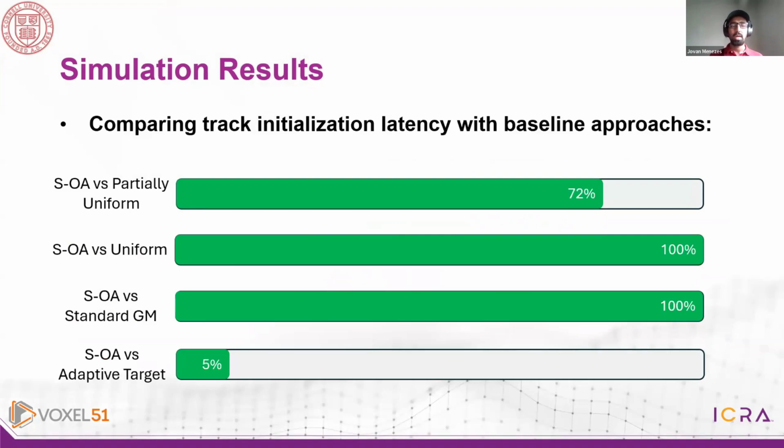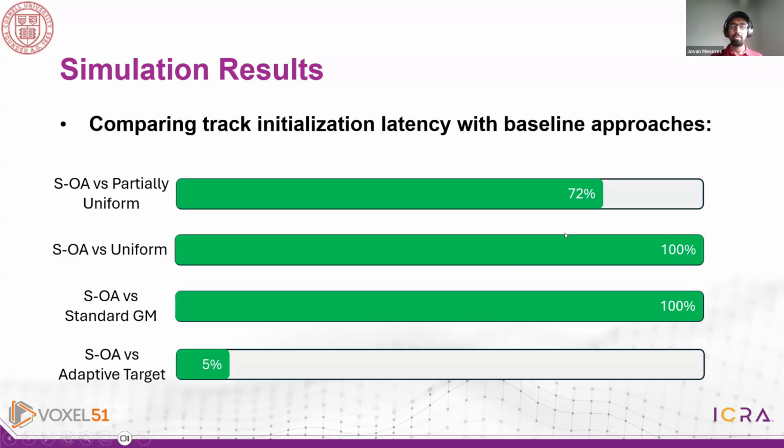Quantitatively, we evaluate our approach against all of the baselines. First, by using track initialization latency, wherein we evaluate how much time it takes for each method to start tracking a target after it receives a measurement or a detection. And we see that our method performs better than the strongest baseline in 72% of the cases.